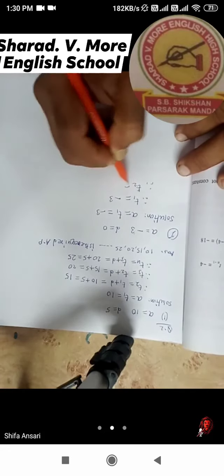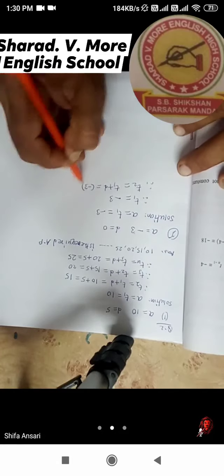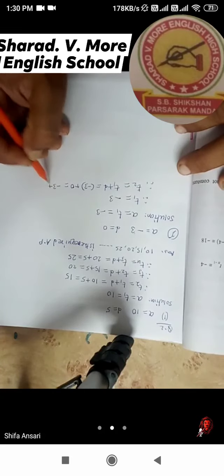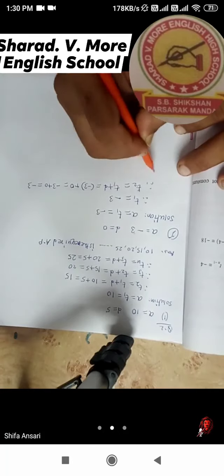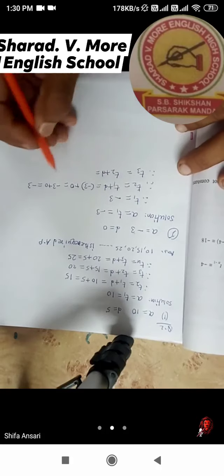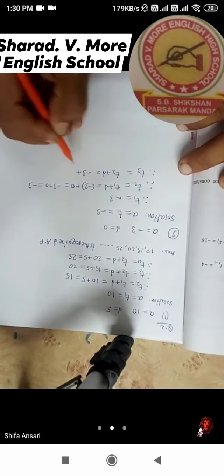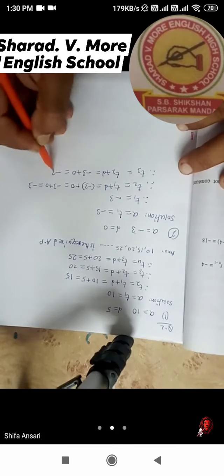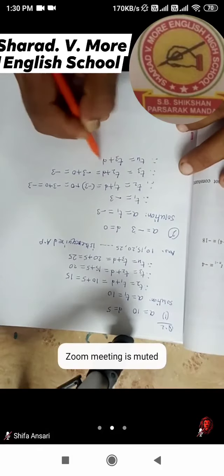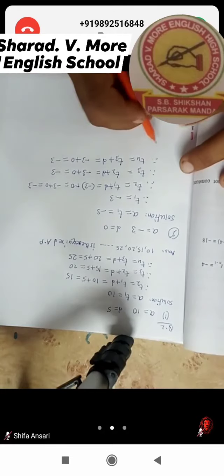Therefore t2 is equal to t1 plus d. So here t1 is equal to minus 3 and d is equal to 0. Now minus 3 plus 0 is equal to minus 3. Okay, therefore t3 is equal to t2 plus d. This is equal to t2 is minus 3 plus 0 is equal to minus 3. Similarly t4 is equal to t3 plus d and t3 is equal to minus 3 plus 0 is equal to minus 3. Okay, understood?